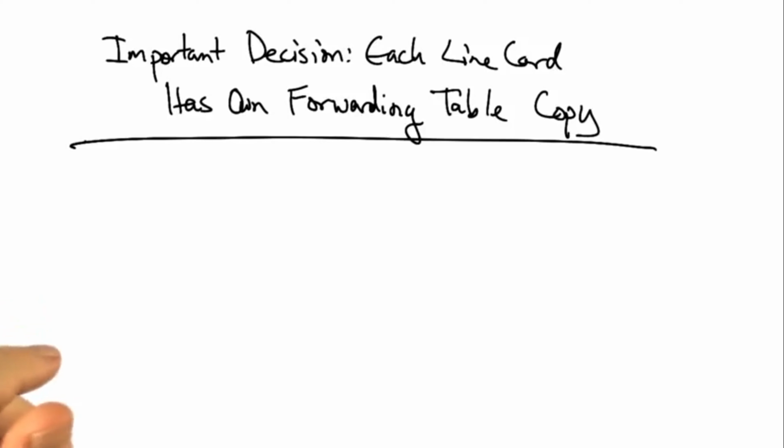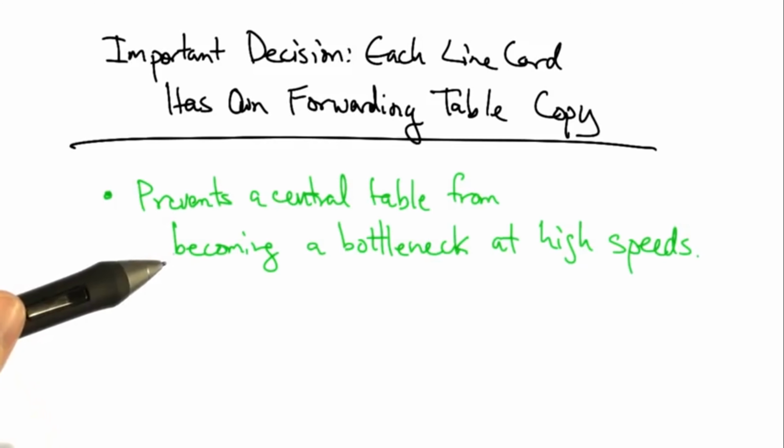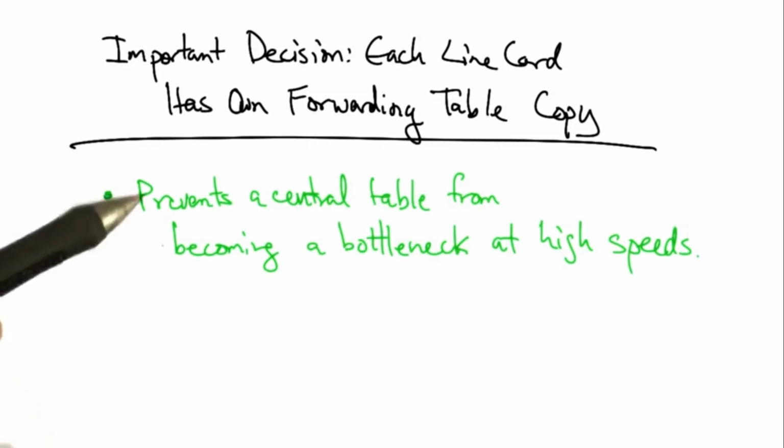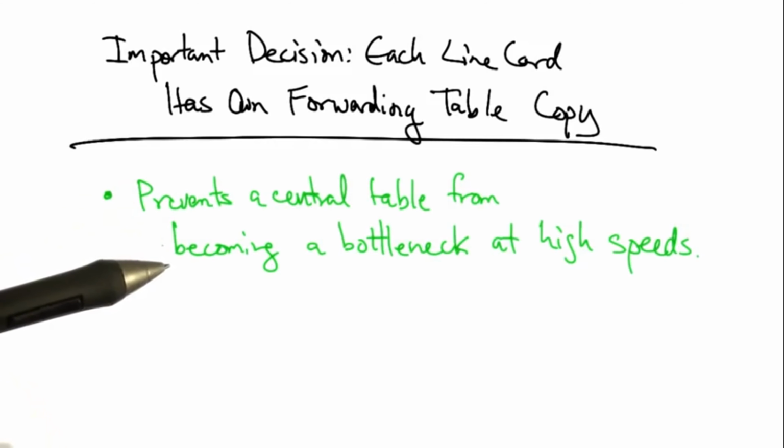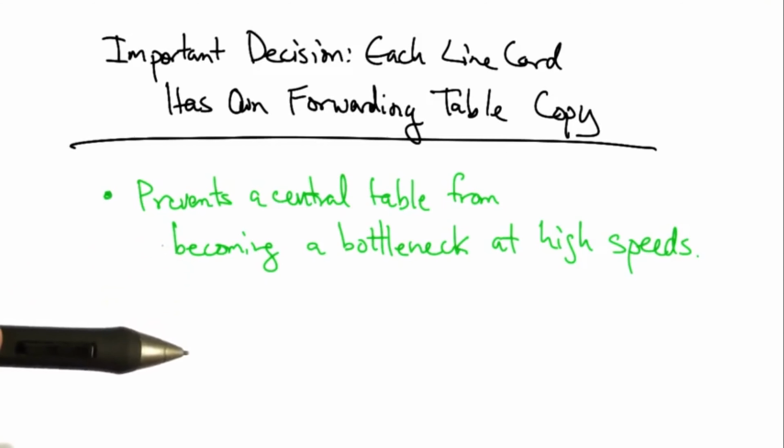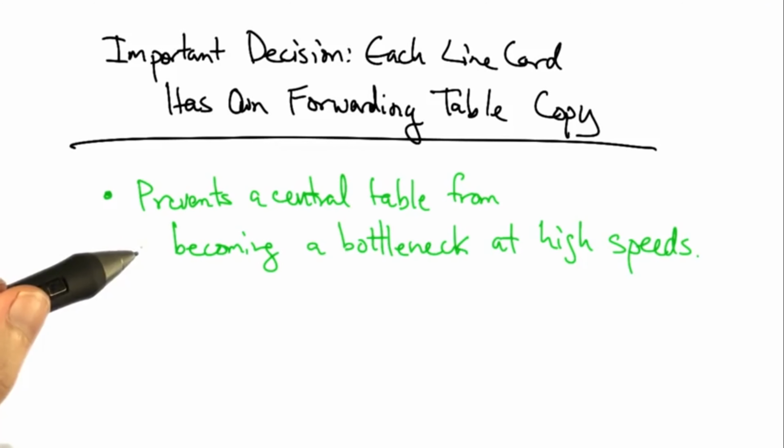One important decision in the design of modern routers was to place a copy of the forwarding table on each line card in the router. Well, this introduces some complications in making copies of the forwarding table. Doing so prevents a central table on the router from becoming a bottleneck at high speeds. Consider an alternative where the router has only one copy of the forwarding table. In that case, all of the line cards would need to be performing lookups on a central table, which involves communication across the backplane as well as many more lookups against a central table.